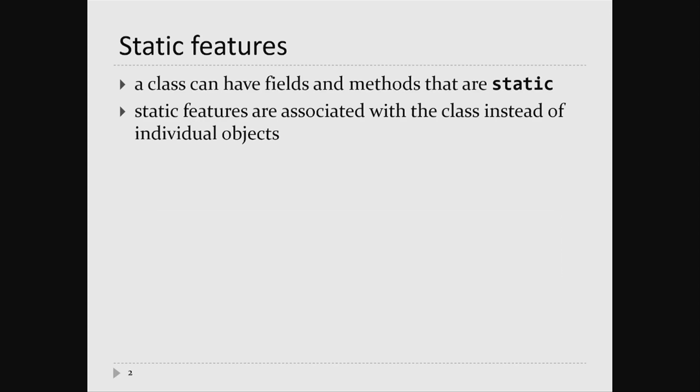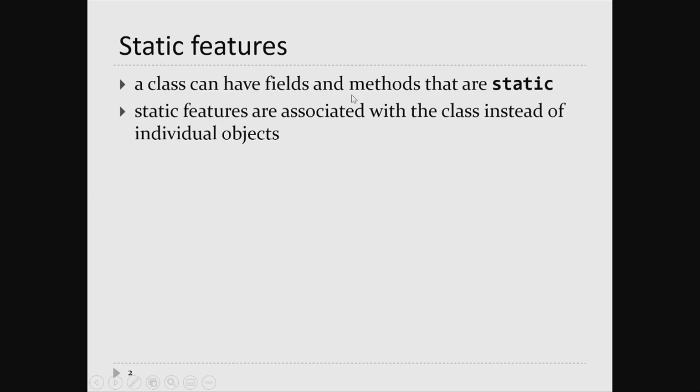Okay, so now we want to talk about static features of a class. So far, when we started talking about creating classes and objects, we've only talked about non-static features. A class has some fields and some methods, and none of the fields and methods so far have been static. But before we started talking about classes and objects, everything was static. So what's the difference?